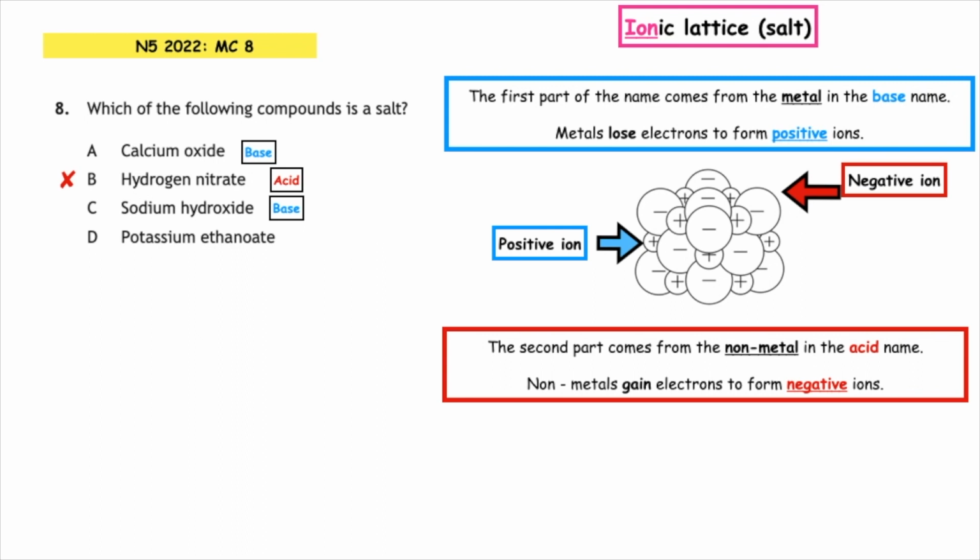B is an acid because it has a hydrogen ion, and D is our salt, which is made up from potassium hydroxide and ethanoic acid.